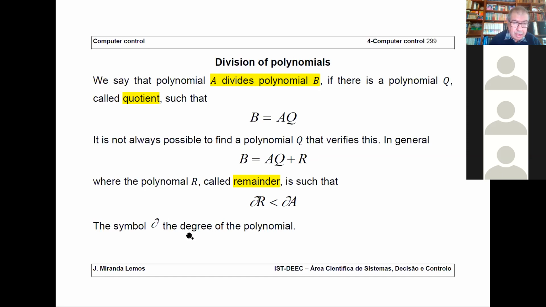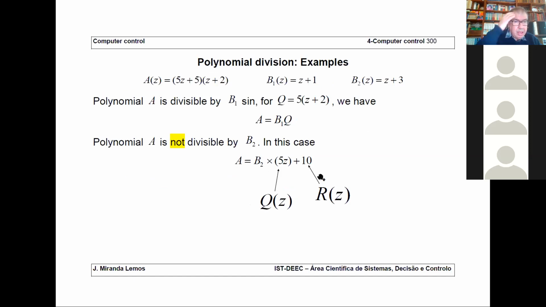So sometimes we say that A exactly divides, or simply that A divides B. Let me give you an example. Suppose that A is this polynomial, B1 is this polynomial, and B2 is this polynomial.